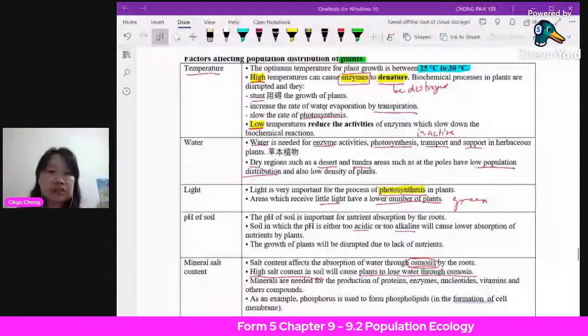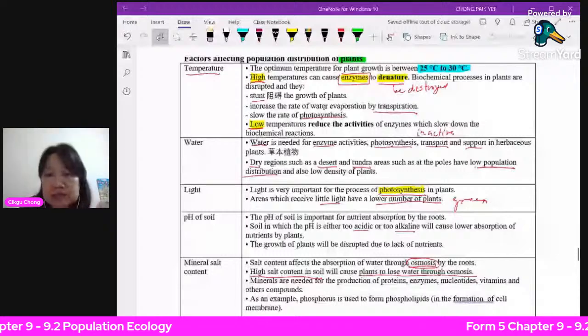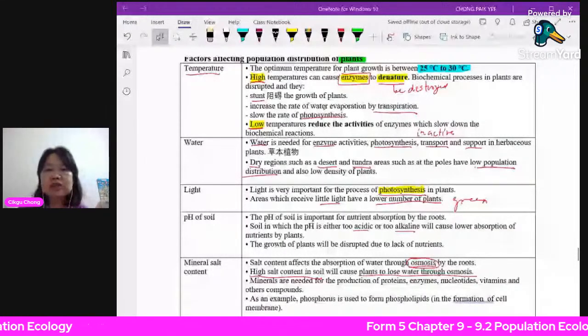Because animals are all heterotrophs. They cannot make their own food. They have to eat food from somewhere else. Okay, so this is for a factor we call abiotic factor.